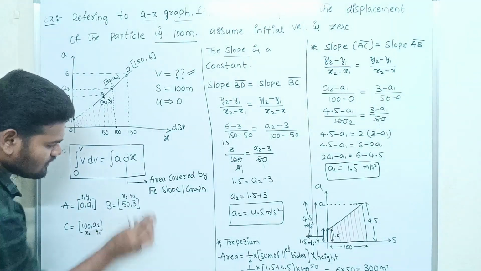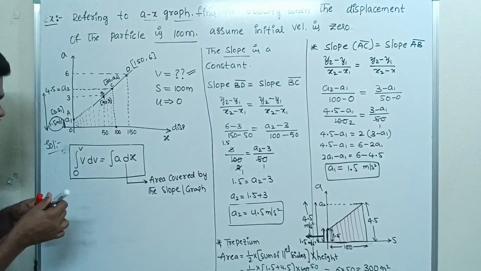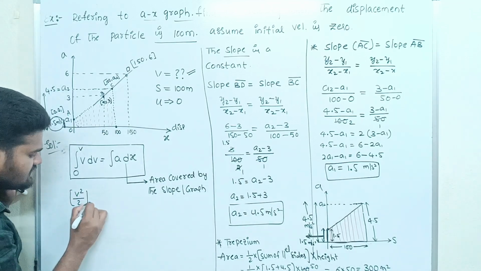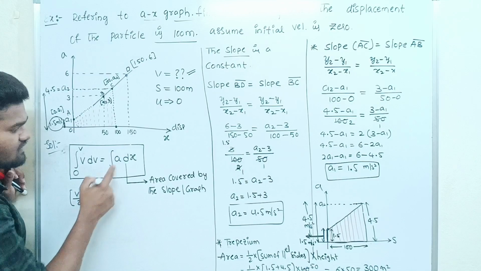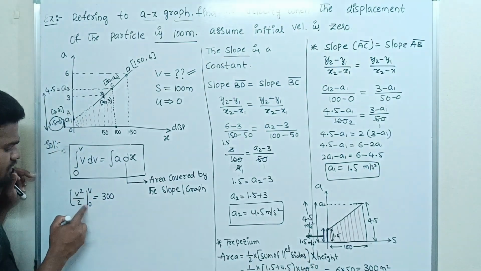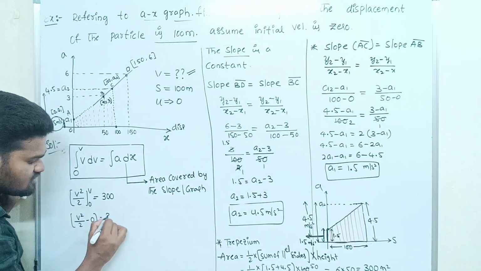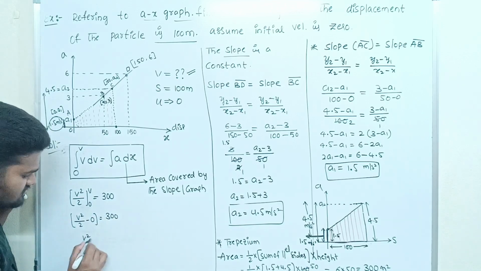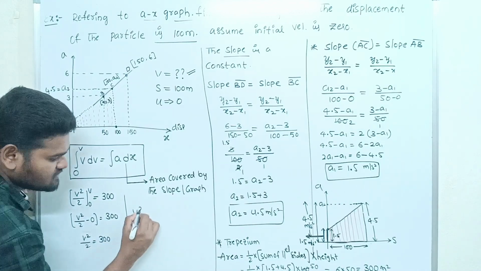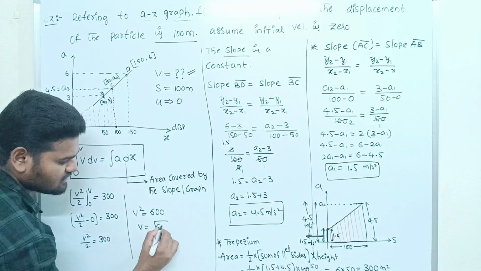3, 2, 1, go. Right, have a look. Integration of v dv. What is the value of integration of v dv? It is v square by 2. The initial velocity is 0, the final velocity is v. So what is the area covered by the graph we got? 300. Upper limit minus lower limit, so v square by 2 minus 0 is equal to 300. So v square by 2 is 300. If 2 goes to this side, it becomes v square equals 600. The square goes to that side and it becomes root 600.